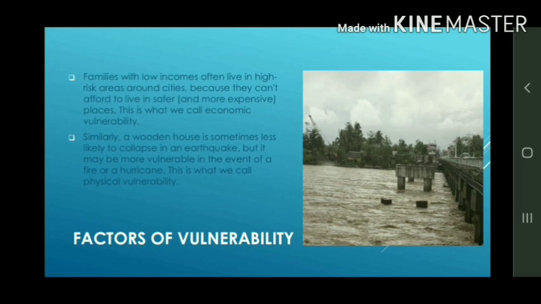So, they have the capacity to move or to evacuate. Pero, wala silang choice in terms of economic vulnerability kasi they belong to poor families at yung paraan lang nila ng pagpapatayo ng bahay ay yung available area lang nila ay dun lang talaga sa Aklan River kasi mahirap lang sila. So, families with low incomes often live in high-risk areas around cities. So, yan yung nangyari sa reality o sa realidad ng buhay. Next.